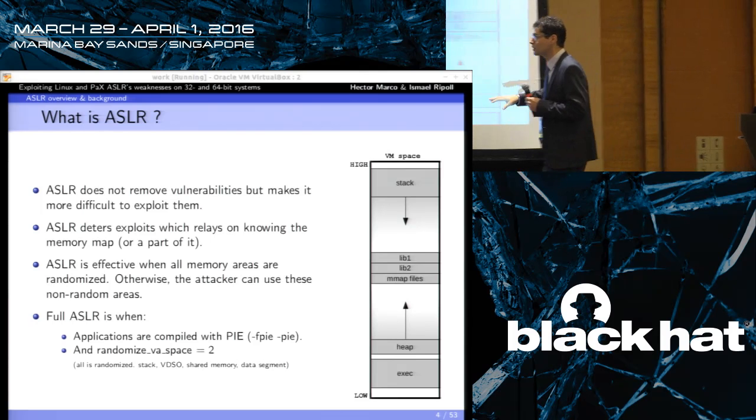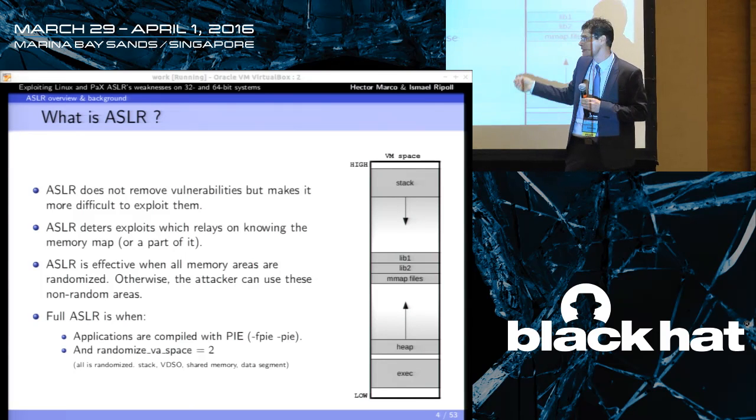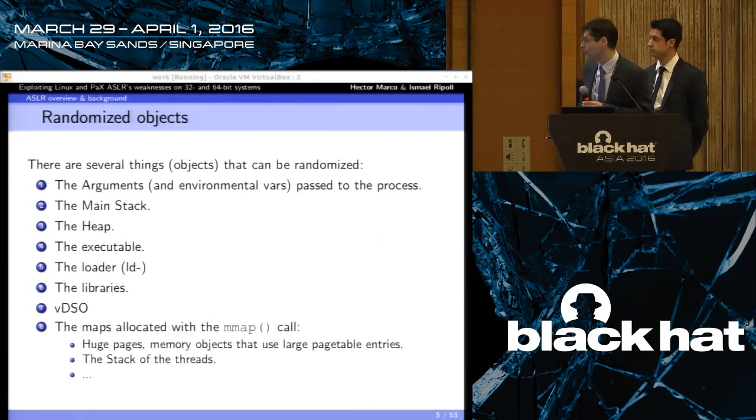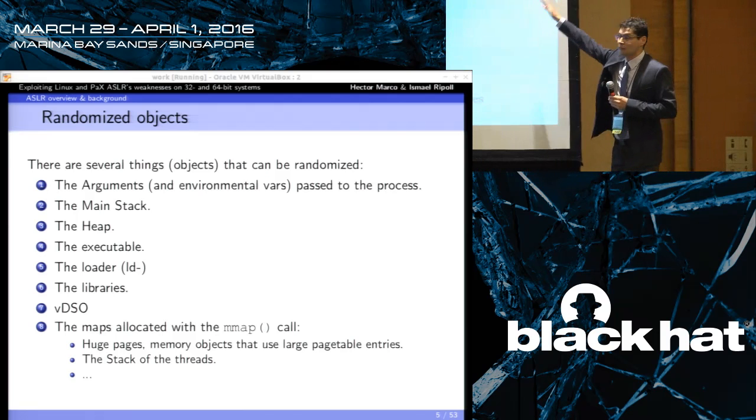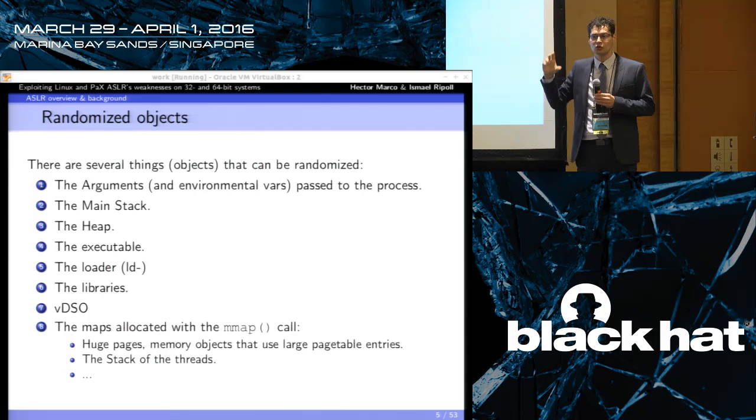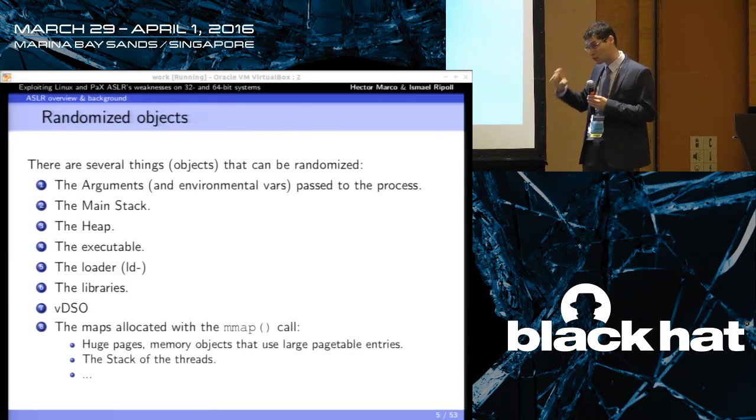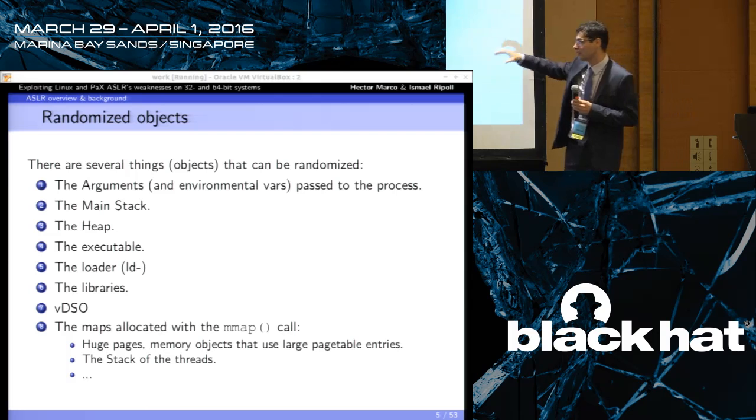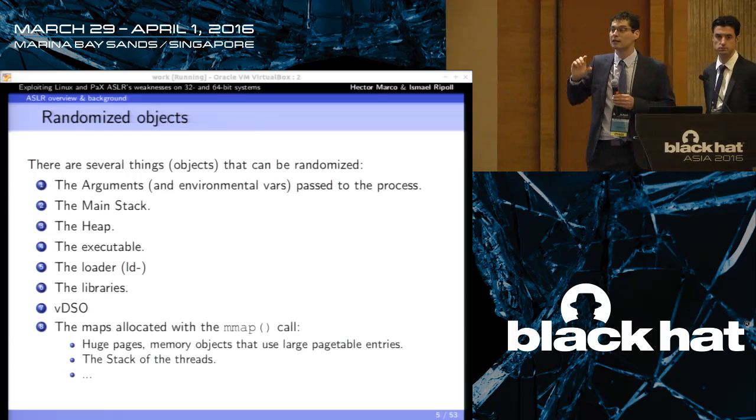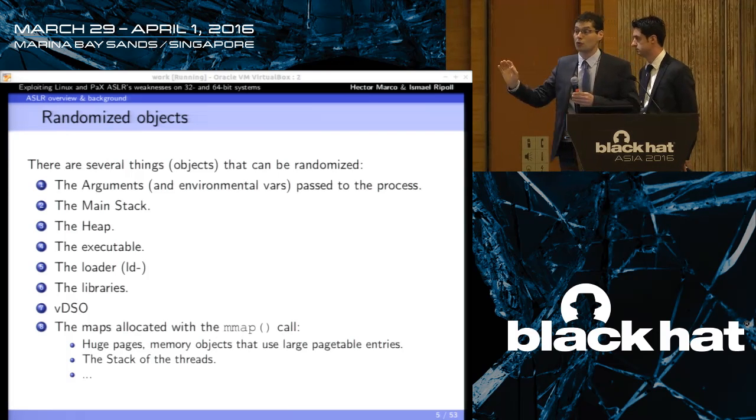From now on, we are going to suppose that ASLR is complete. I mean, everything is compiled with PIE, so the executable is also randomized, and full randomization is implemented, not partial. So let's look at the things that can be randomized. There are many objects, in the sense of blocks or chunks of memory, not object-oriented programming. So the heap, the stack, the executable, the libraries, the maps that you allocate using mmap, files, anonymous, whatever. All of them are objects, and all must be randomized in order to be fully protected. Otherwise, the attacker can focus on one of them.